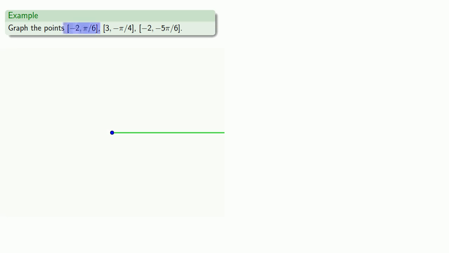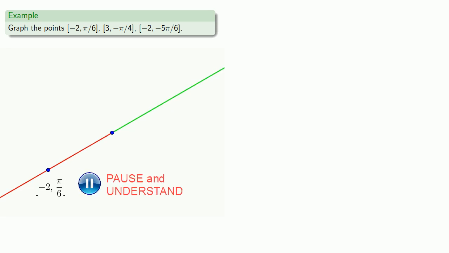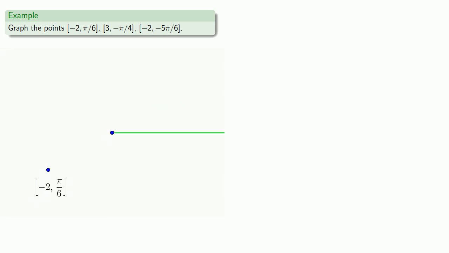For this first point, we'll turn an angle of pi over 6. And now we need to go a distance of minus 2. So let's put in a little reverse path, and we'll go 2 units back along this path. For the second point, we'll reset our reference angle. We'll turn through an angle of minus pi over 4, that's pi over 4 clockwise, then go at distance 3 in that direction.